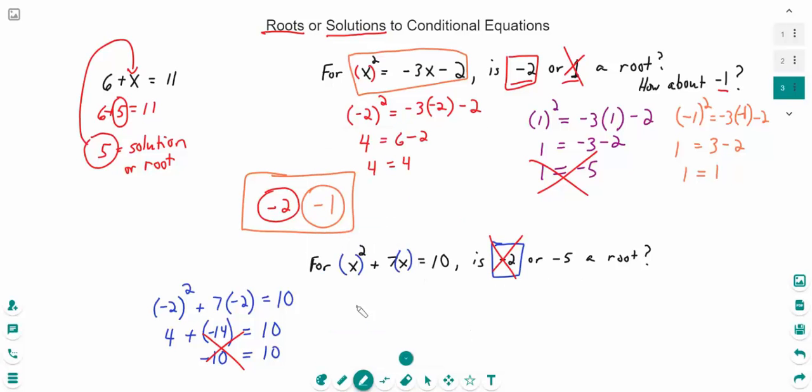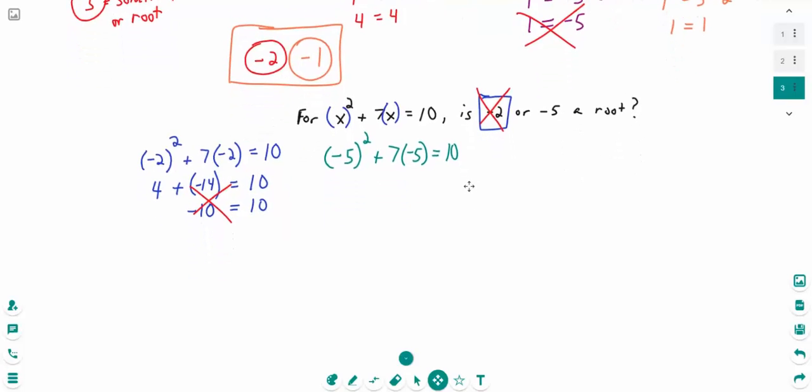So now we're going to try the negative 5. So we plug that in. We have a negative 5 being raised to the second power plus 7 times our negative 5 equals 10. All right. Now, I'm going to give myself a little more room here. Now, let's go ahead and work this out.